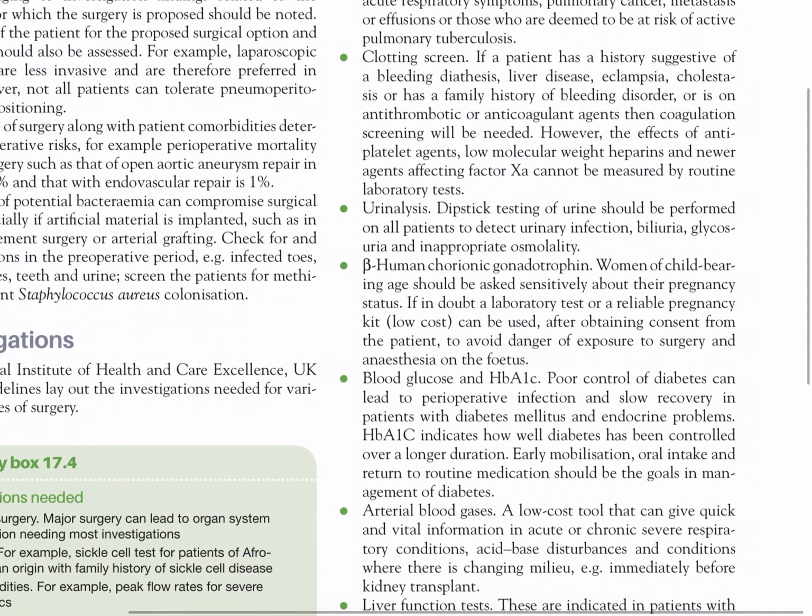Urine analysis. Dipstick testing of urine should be performed on all patients to detect urinary infection, bilirubinuria, glycosuria, and inappropriate osmolality.